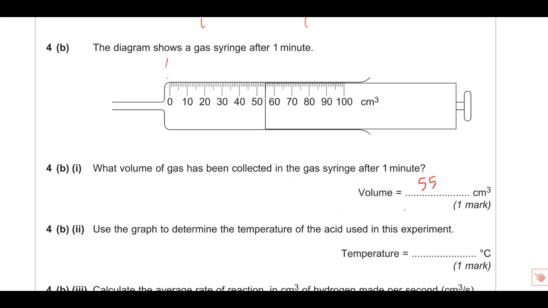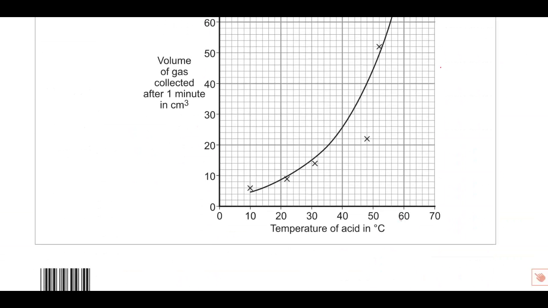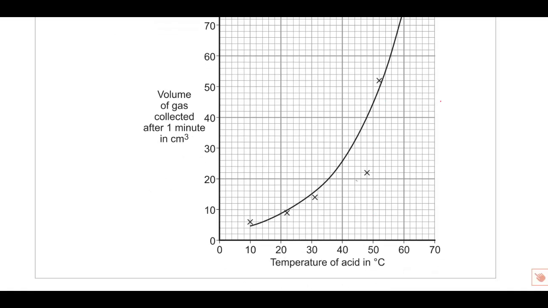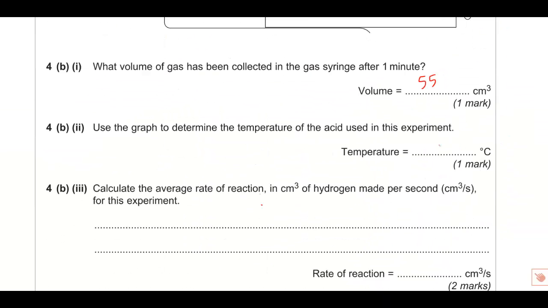Next one, use the graph to determine the temperature of the acid used in this experiment. So I'm looking now at going up here, and where are we? We're looking at our volume of gas, and we had a volume of 55, so I'm going to go across there, right across here to that point there. I'm going to go down, down, down, down, down, and I've got a nice point there, which is going to be 54 degrees Celsius. Units are given to me in both of those questions, so I'm not going to worry about that.